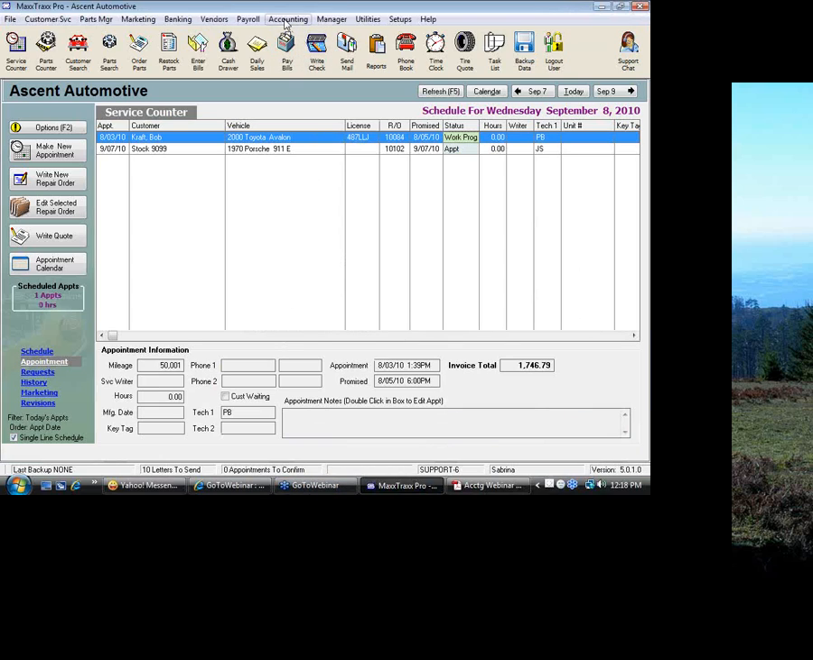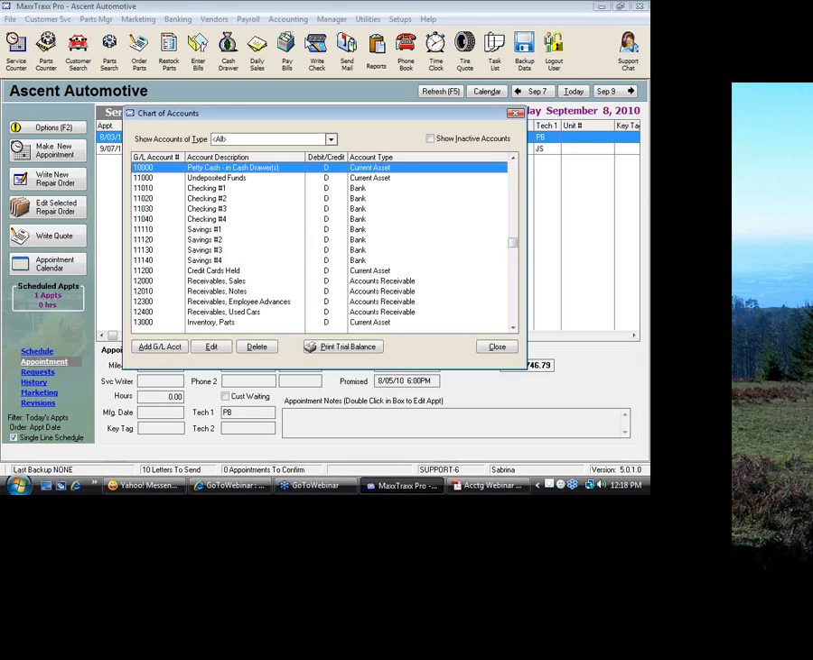And let's take a look at the program. So just by clicking on accounting on the menu bar, we can click on the chart of accounts. And here is this huge chart of accounts. I mean, this really does go on and on and on. So we're going to focus a lot of detail on the 10,000 accounts and the 20,000 accounts. The 10,000 accounts, again, are your assets, and the 20,000 accounts are your liabilities. This is what you owe people.